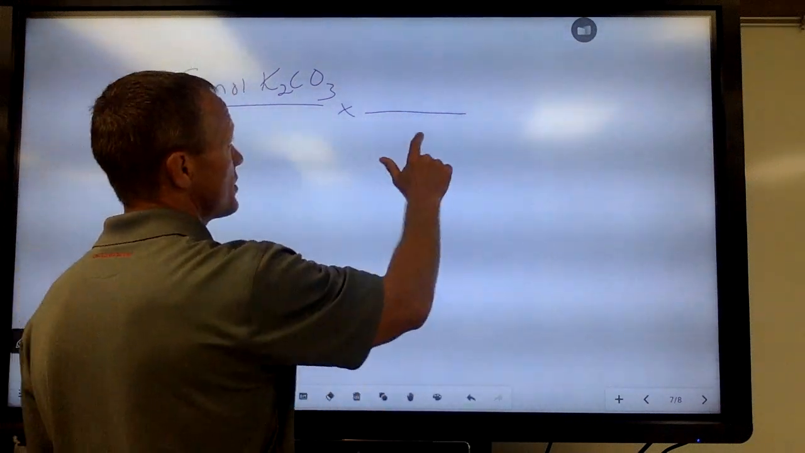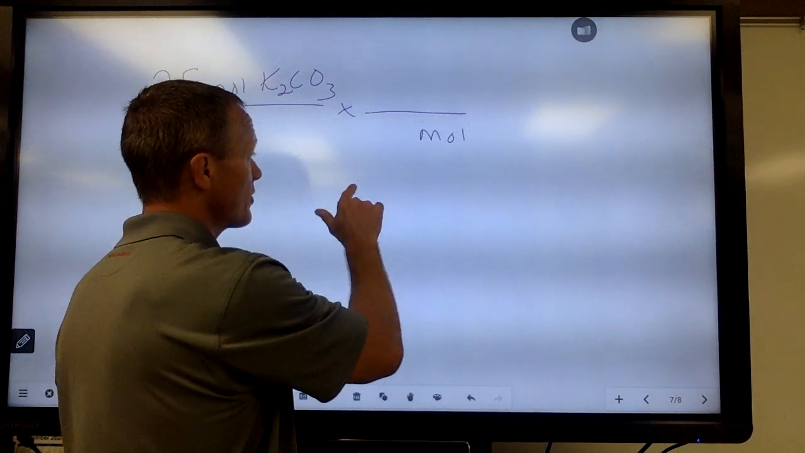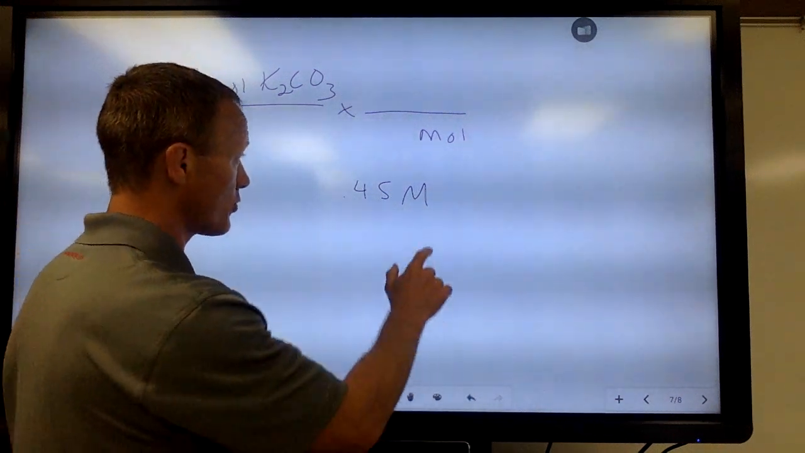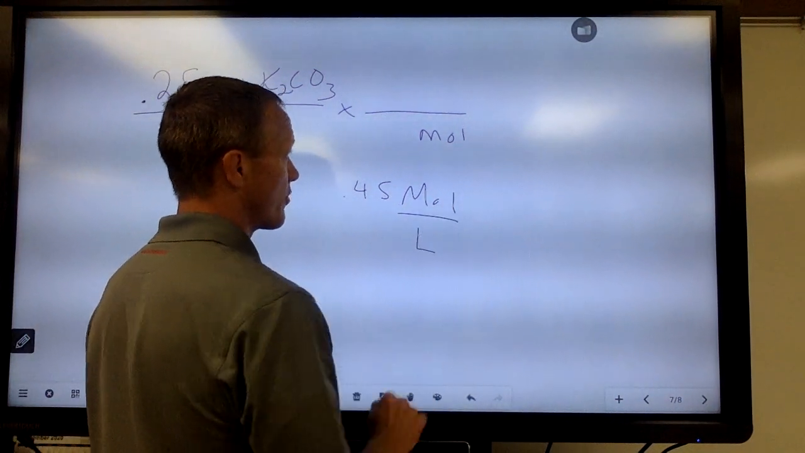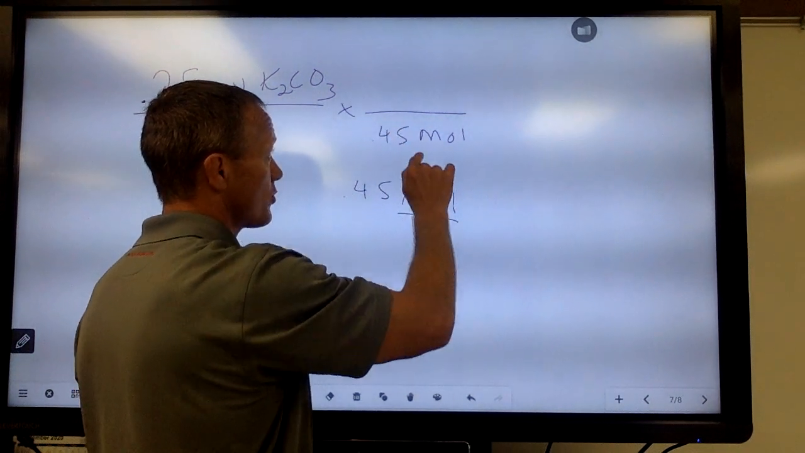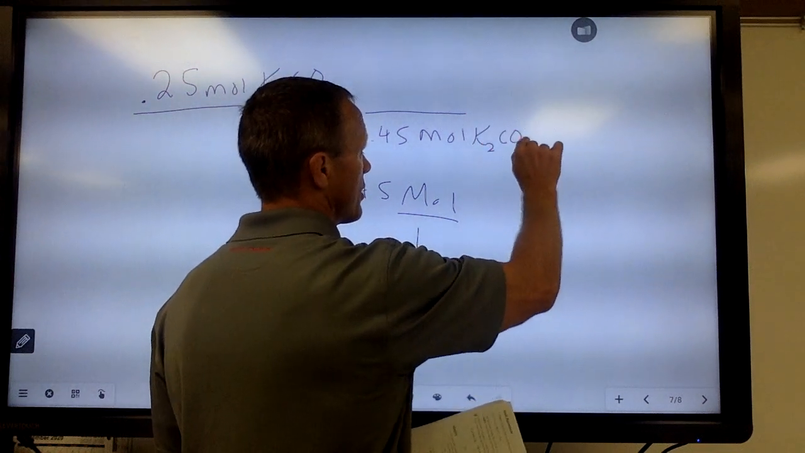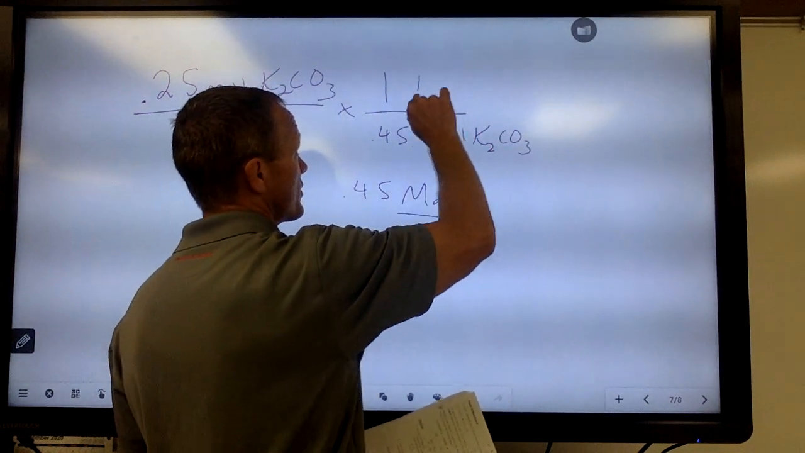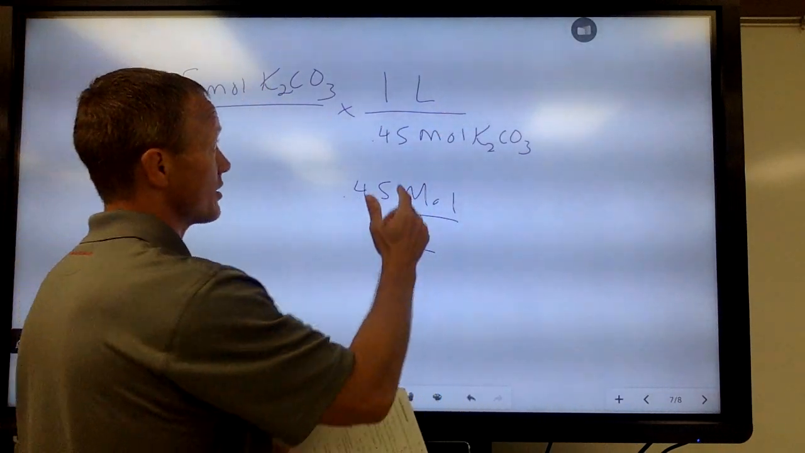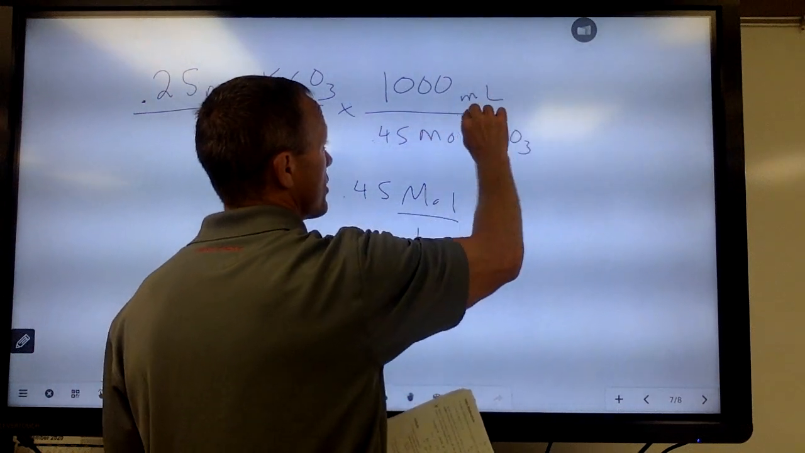So I know moles needs to go on the bottom. I'm not going moles to grams. I'm going to use my molarity here. Our molarity is 0.45 molar, meaning there's 0.45 moles per liter of solution. Put that in here: 0.45 moles of K2CO3 per 1 liter of solution. Or instead of 1 liter, that would be the same thing as 1,000 milliliters, since we're asking for milliliters. There's that many moles per 1,000 milliliters of solution.